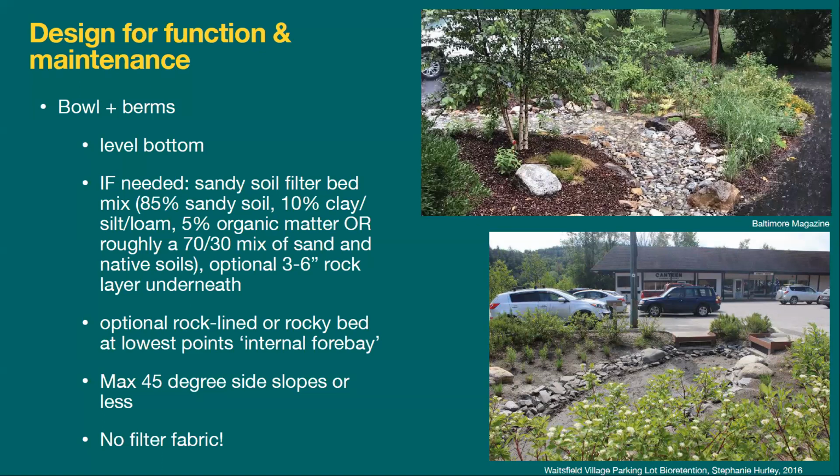So this is, I think, the mix in the Vermont Stormwater Management Manual. If this was a permit project and you need to follow the Vermont Stormwater Manual, it's like 85% sand, 10% clay, silt loam, 5% organic matter. Or what I typically use is just roughly a 70-30 mix of sand and the native soils.